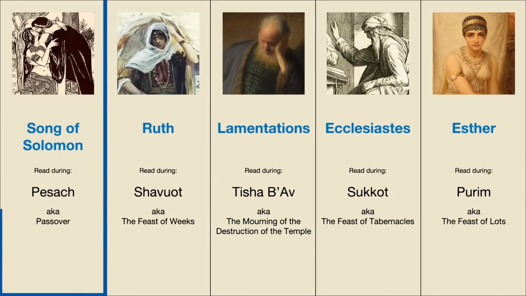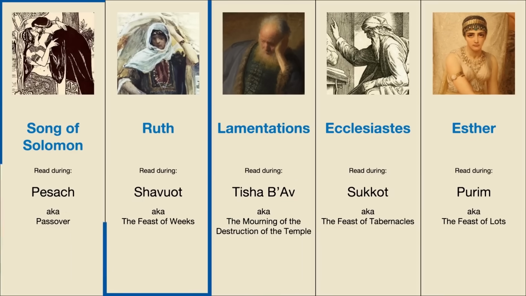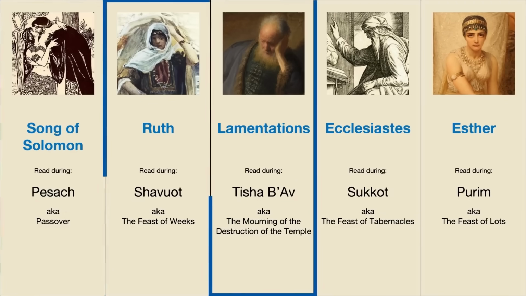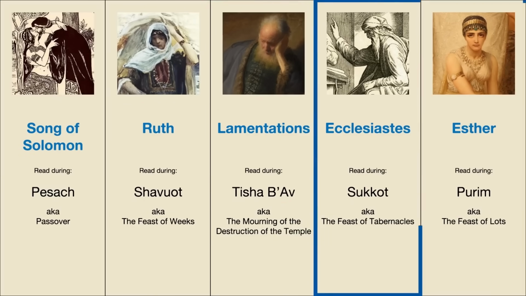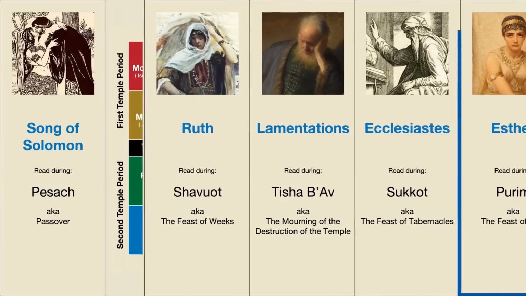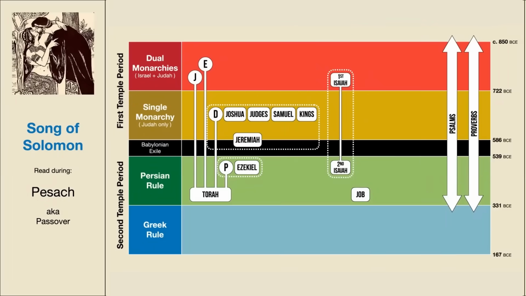Song of Solomon with Passover, Ruth with Shavuot, Lamentations with Tisha B'Av, Ecclesiastes with Sukkot, and Esther with Purim. Let's start with the Song of Solomon, the only book in the Bible that could be described as being erotic poetry. As the name suggests, it is associated with King Solomon, but very few scholars today would say that Solomon was the actual author.